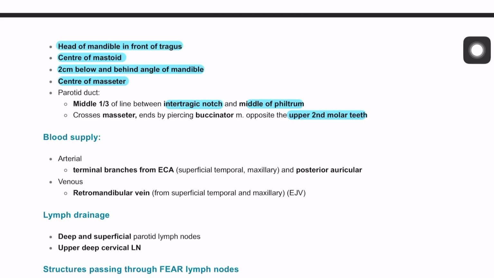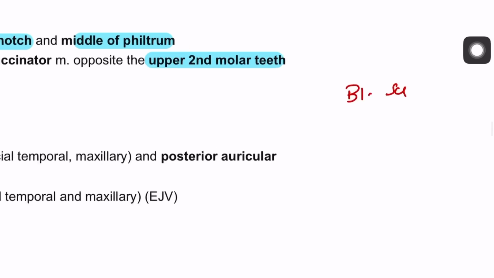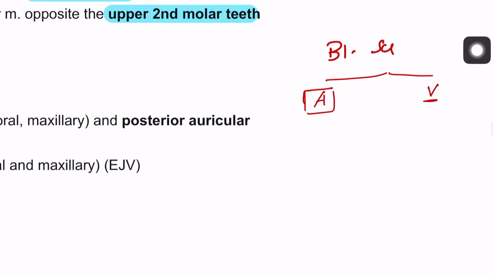The blood supply for the parotid gland, as we always say, needs to be divided into arterial and venous blood supply. If you remember in our previous dissection, we mentioned that there is an artery that passes inside the substance of the parotid gland, and that would be the external carotid artery, and you have a vein in the substance of the parotid gland, that would be the retromandibular vein.